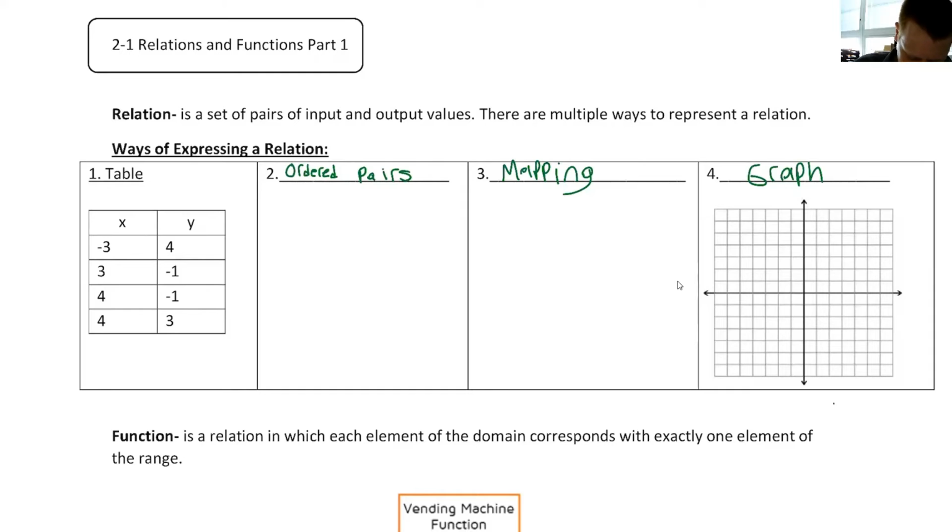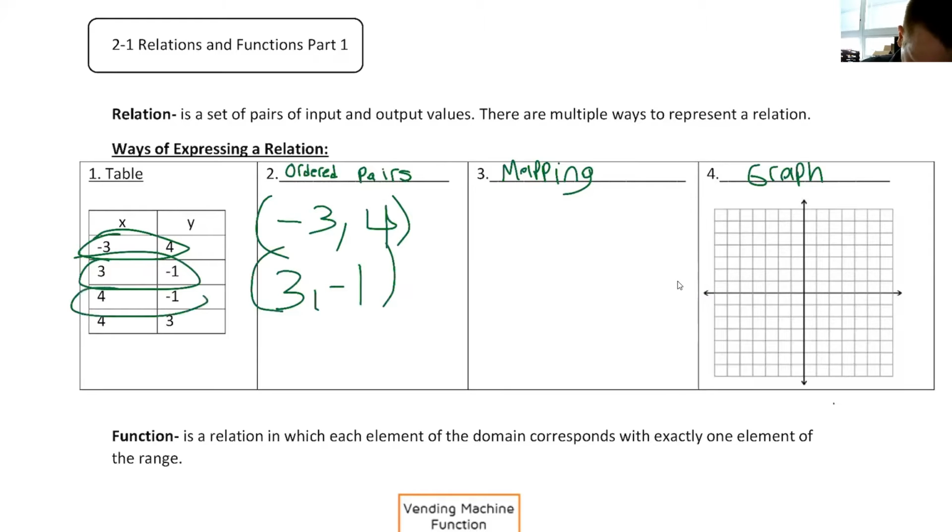The first way is a table. So if you have an XY table, I'm sure you've seen these before. Ordered pairs, so we could write each one of these rows as an ordered pair or a point. The fancier way to say it is an ordered pair, but a lot of times we just call these points. So if we write these one by one, that's how we would change this table to our ordered pairs.